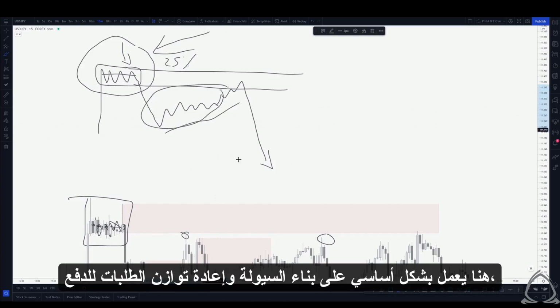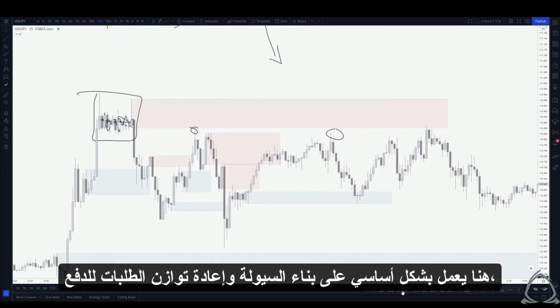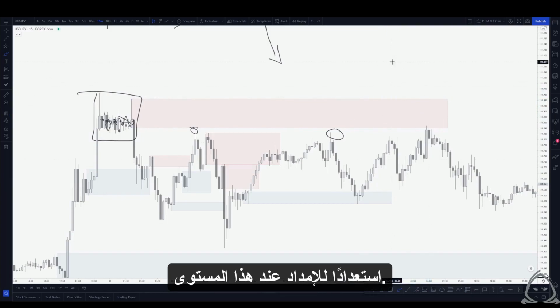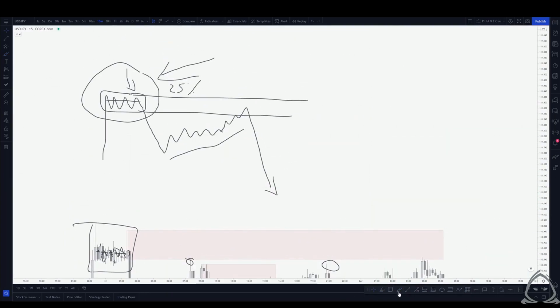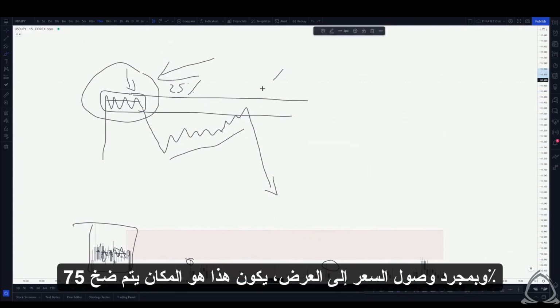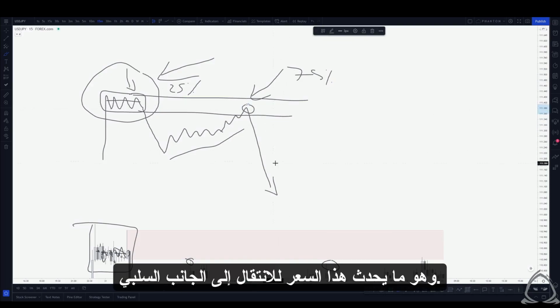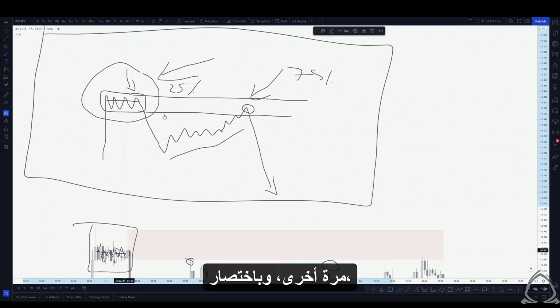This process right here is basically building liquidity and rebalancing the orders to push price back into this area, because there is willing supply at this level. And then once price reaches this supply, this is where the remaining 75% is pumped into the market, which causes price to move to the downside yet again.